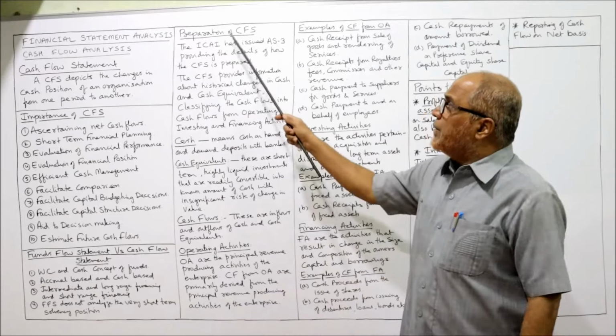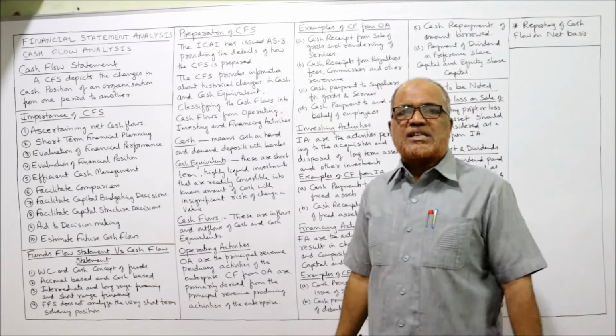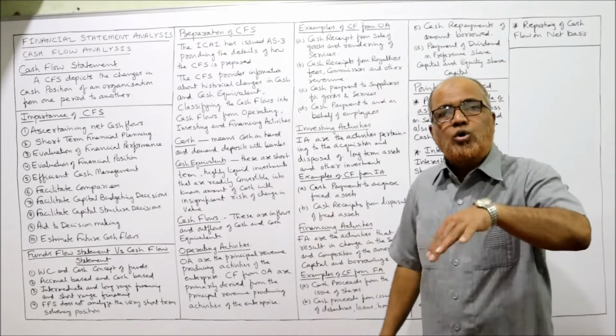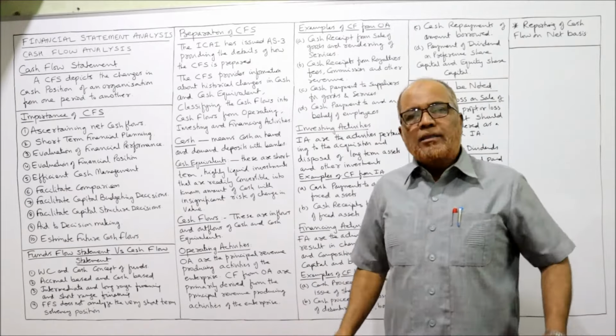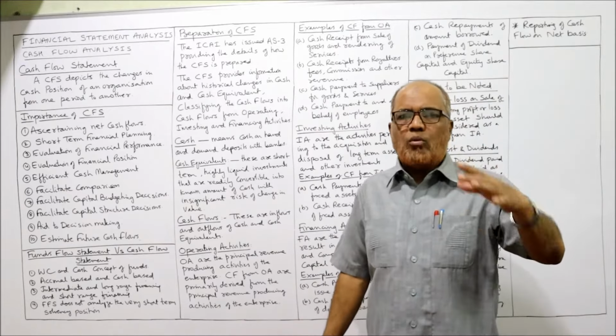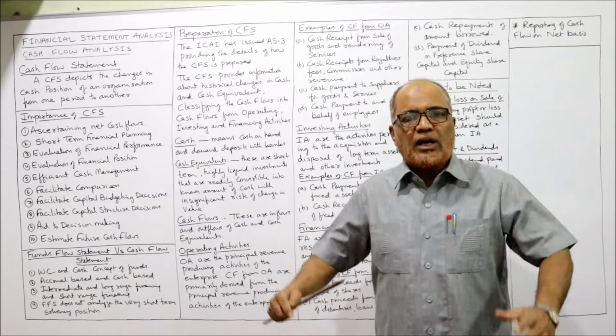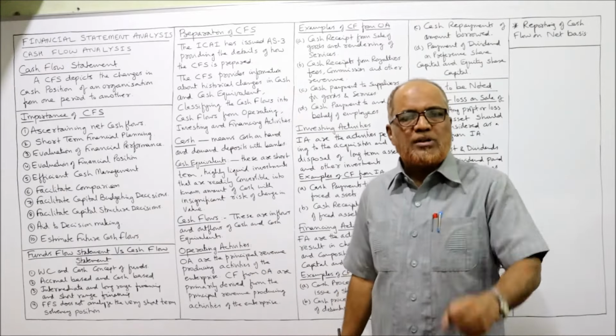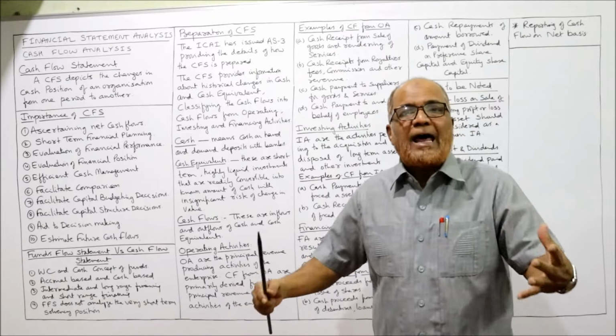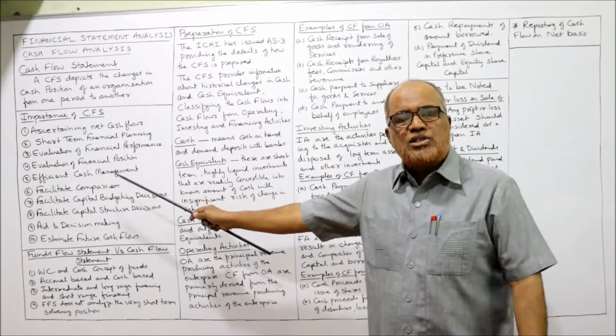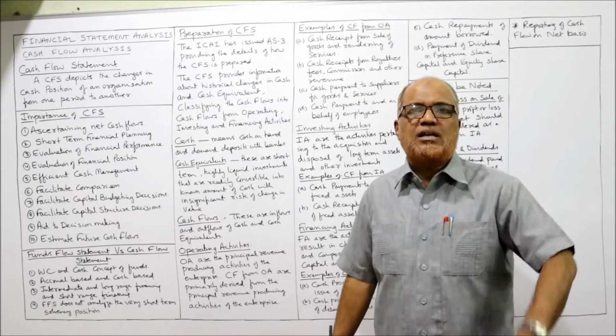Now, preparation of cash flow statement. CFS stands for cash flow statement. How to make the cash flow statement? The cash flow statement is becoming more and more important for analyzing the financial position, for evaluating the financial performance, for short-term planning, financial planning. So its importance is increasing day by day.